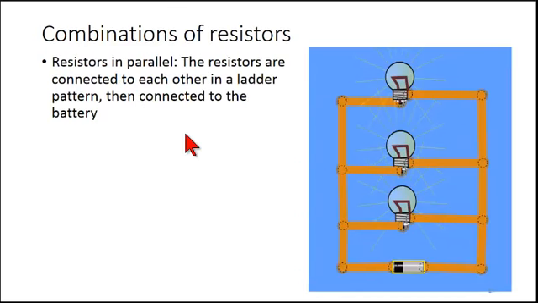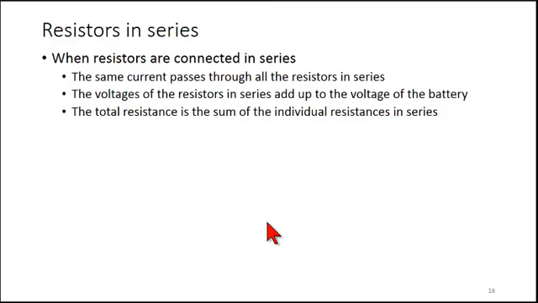By contrast, we also have a connection in parallel, where the three resistors are connected to each other. So here you can see wires connecting those resistors to each other, and that combination is connected to the battery right here. So that's a parallel combination. And then later on in this video, I'll talk about a combination of series and parallel connections. So first, the series connection.